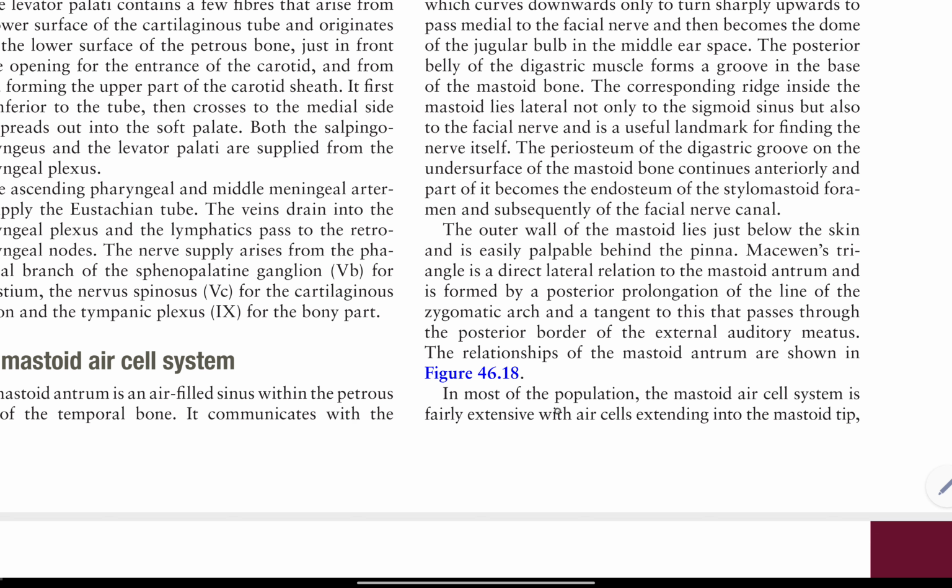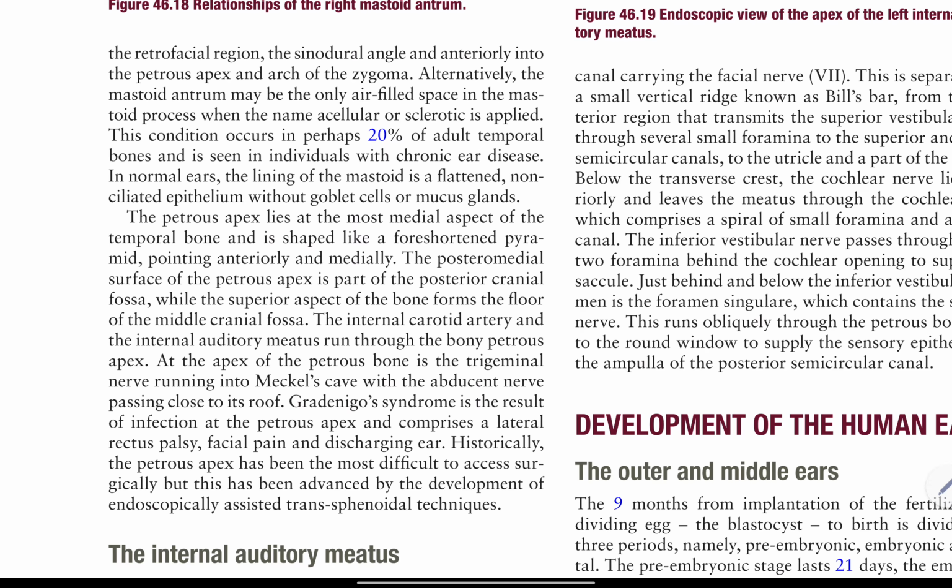In most of the population, the mastoid air cell system is fairly extensive, with the air cells extending into the mastoid tip, the retrofacial region, the sinodural angle, and anteriorly the petrous apex and the arch of zygoma. Alternatively, the mastoid antrum may be the only air-filled space in the mastoid process, when the name acellular or sclerotic is applied. This condition occurs in perhaps 20% of adult temporal bones and is seen in individuals with chronic ear disease. In normal ears, the lining of the mastoid is flattened, non-ciliated epithelium without goblet cells or mucous glands.